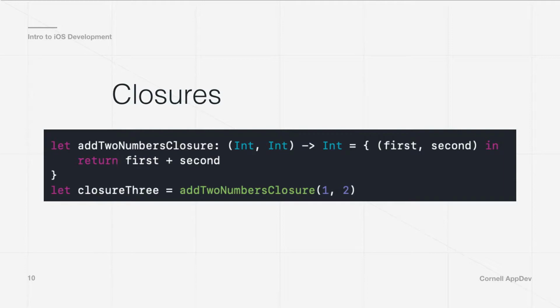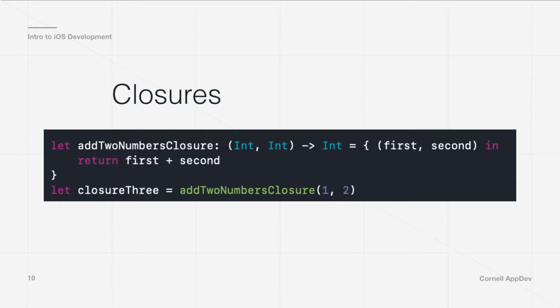Yeah, 3. The reason why is because the addTwoNumbers closure takes in two integers, 1 and 2. Basically, 1 and 2 are going to be represented as first, comma, second when you call the function. Then it's going to return the sum of 1 plus 2, because it's first plus second. And so you get 3 as a result.